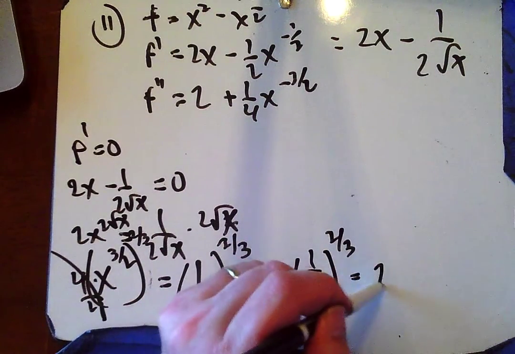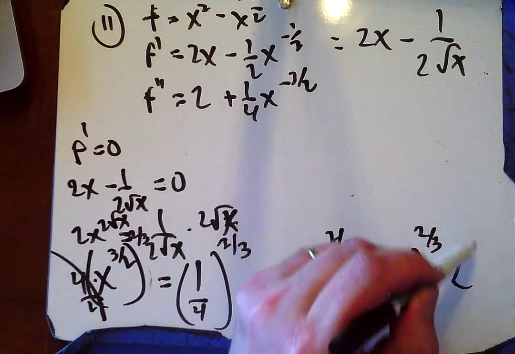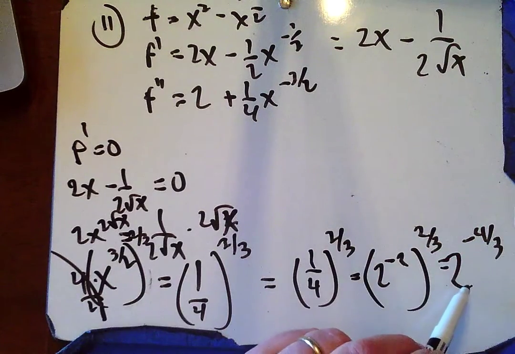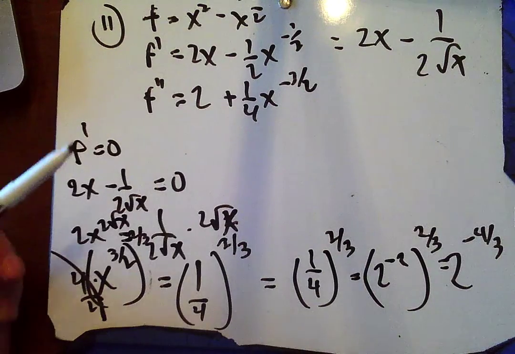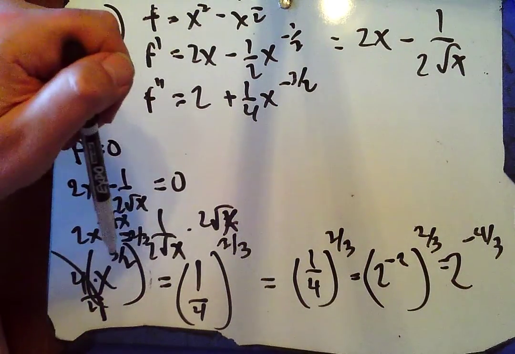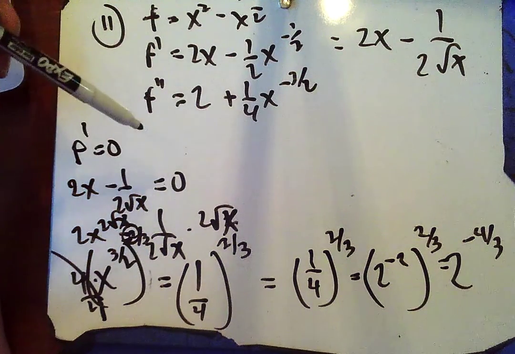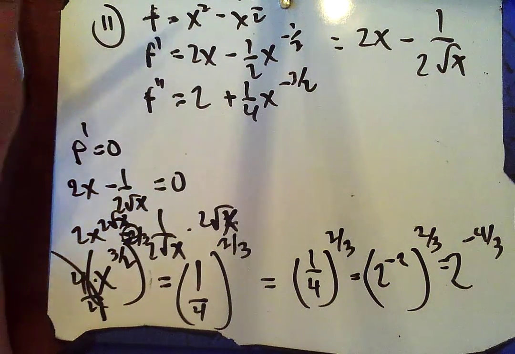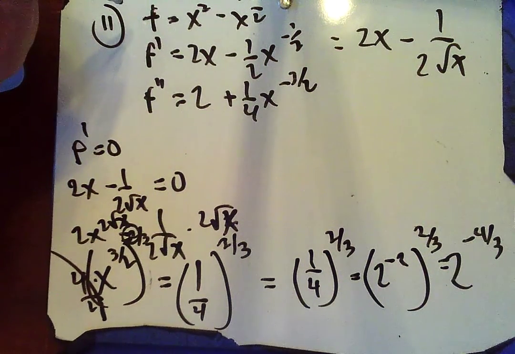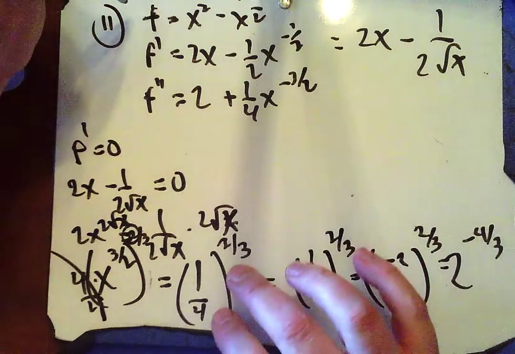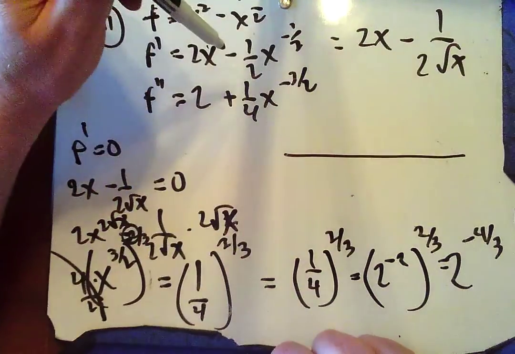You could certainly write this as 2 to the minus 2 raised to the 2/3 power, but I don't know if that's any more helpful than that. All right, and I squared both sides. So that makes this a must check. Ugh, really? It's just going to be a nightmare, isn't it?